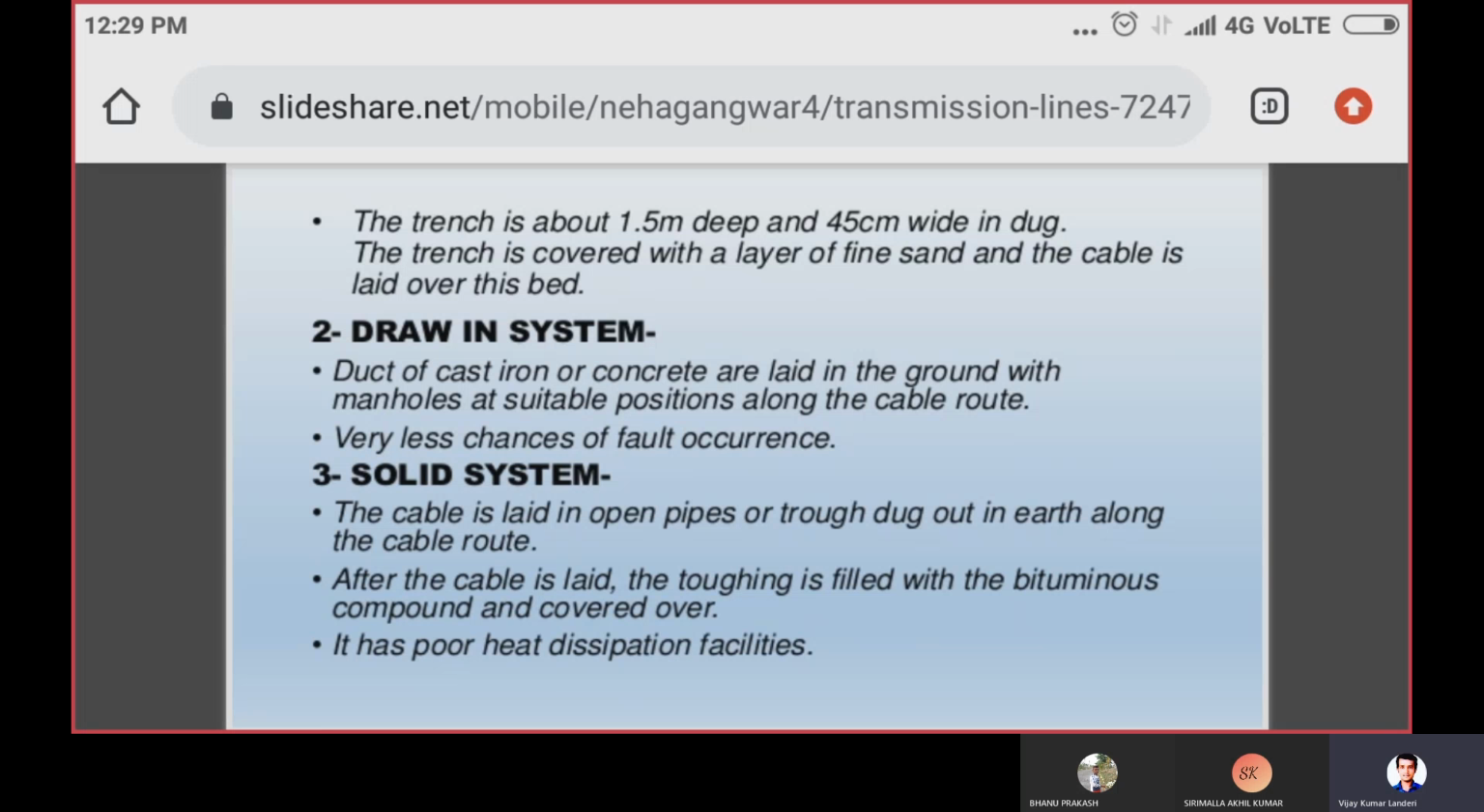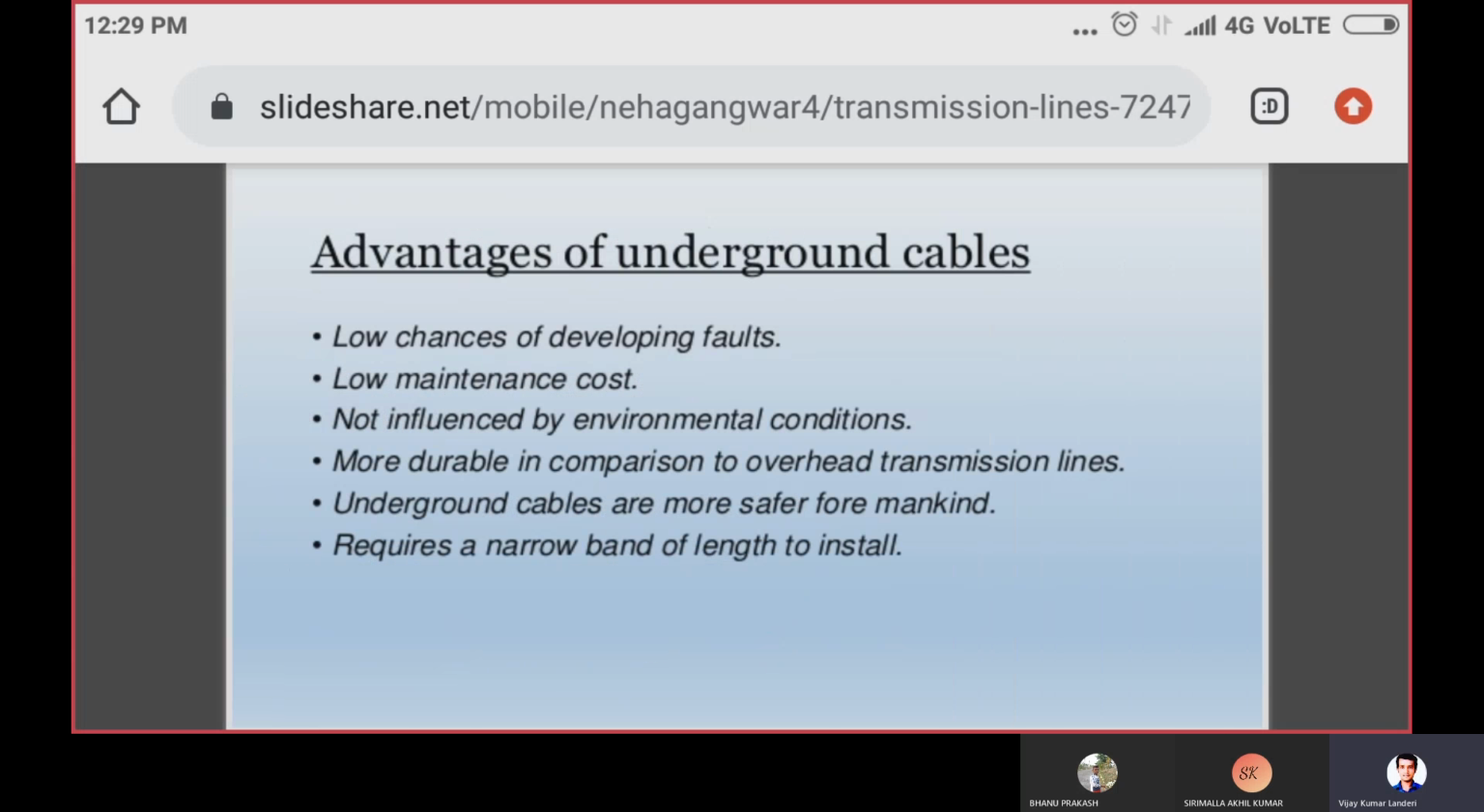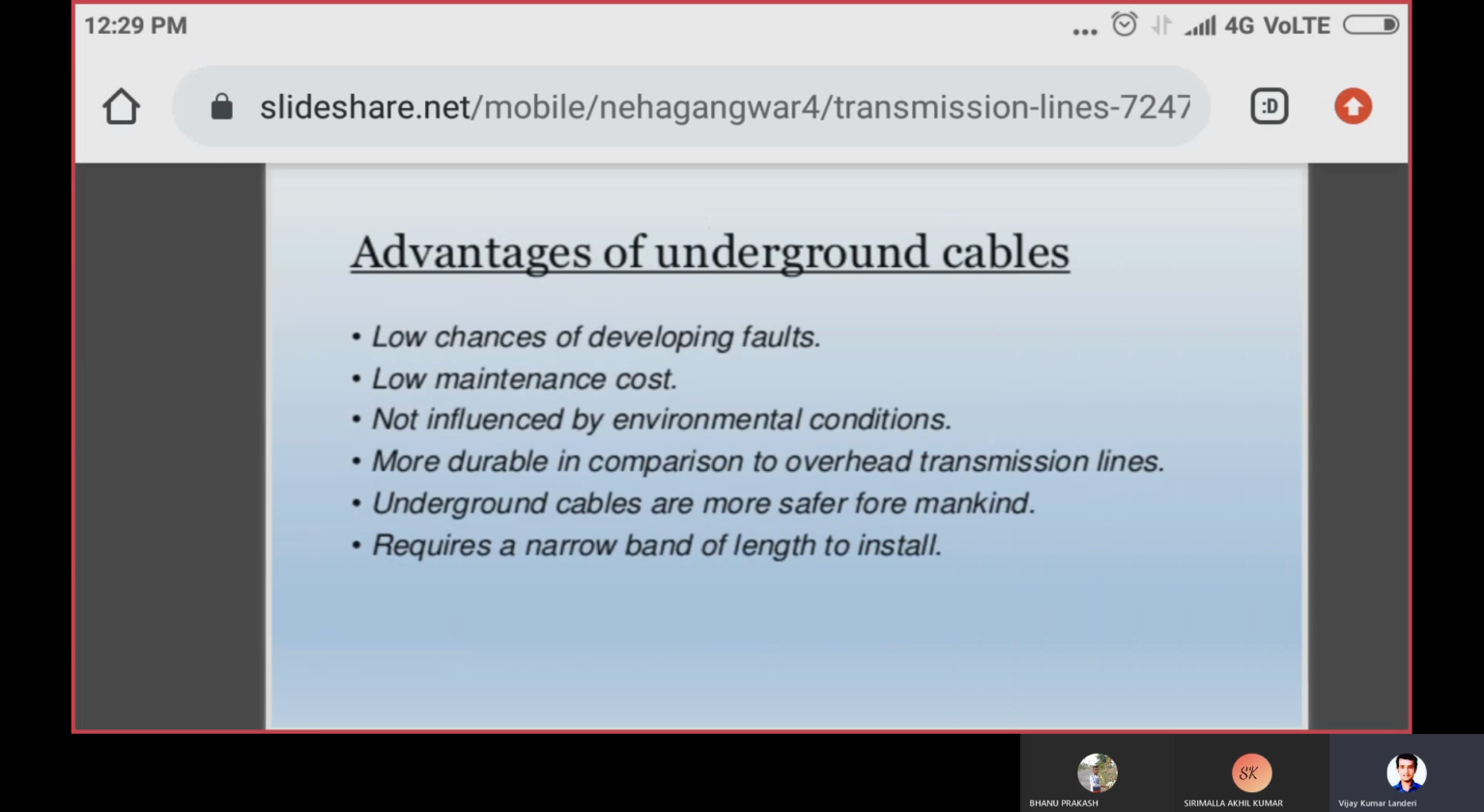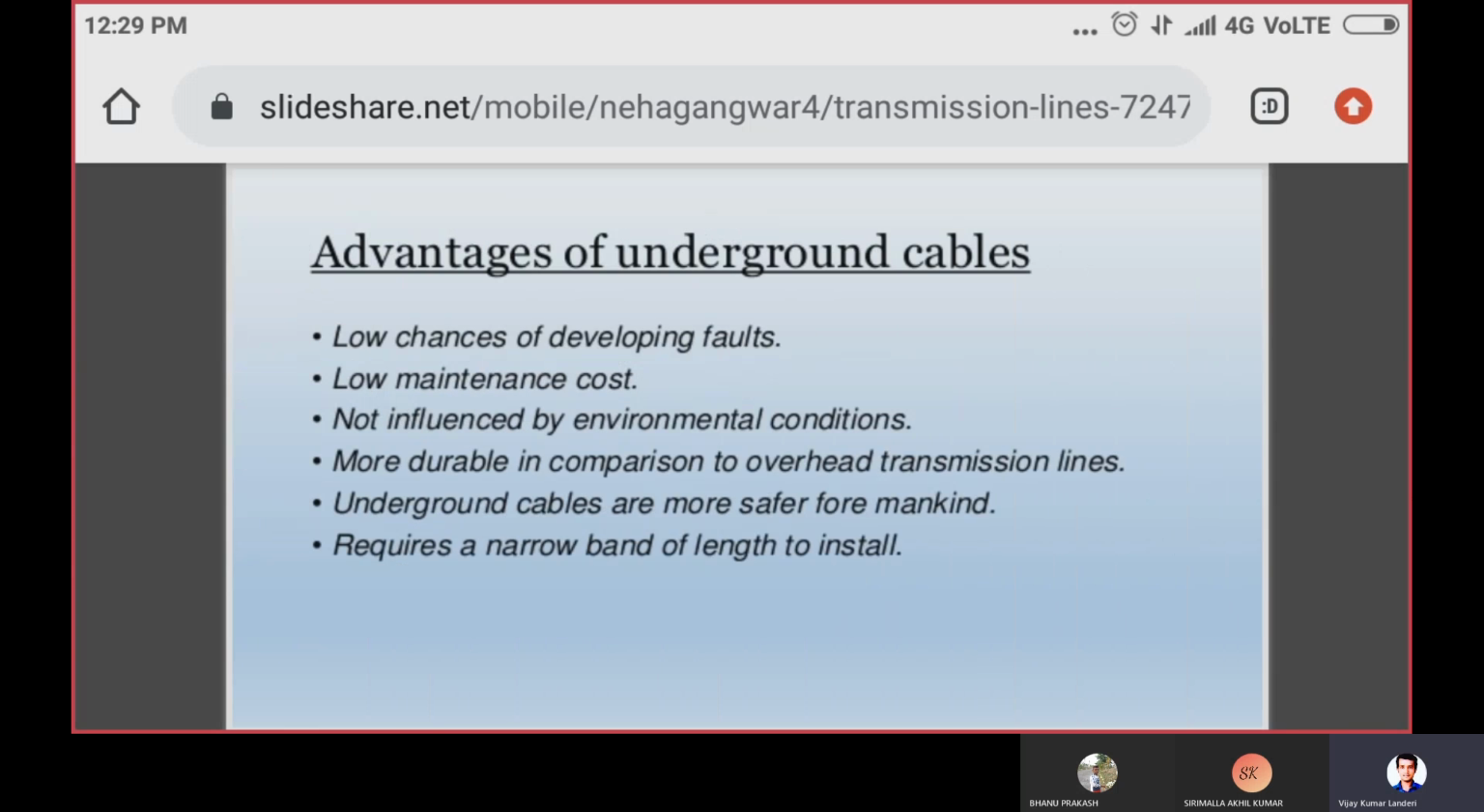Next one is the solid system. The cable is laid in open pipes or troughs dug out in earth along the cable route. After the cable is laid, the trough is filled with a bituminous compound and covered over. It has poor heat dissipation facilities. So those are the types of laying systems.